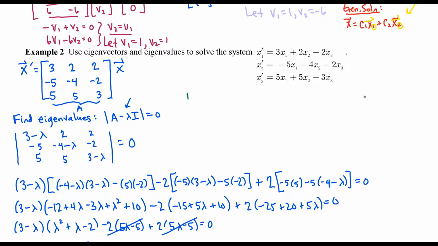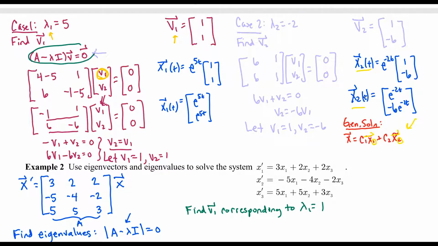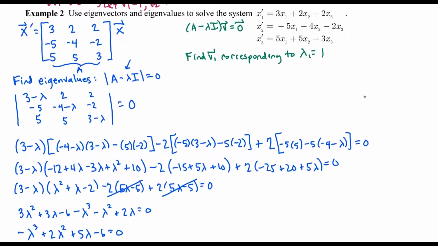So we want to find the eigenvector v sub 1 corresponding to the eigenvalue lambda sub 1 equals 1. Now remember, the way that we find our eigenvector is by using this matrix equation. We need to solve A minus lambda I times eigenvector equals 0 vector for the eigenvector v. A minus lambda I is represented over here, in this case in determinant form.